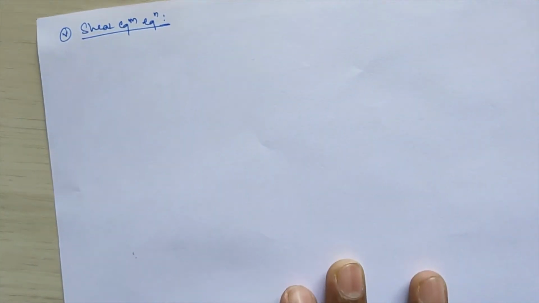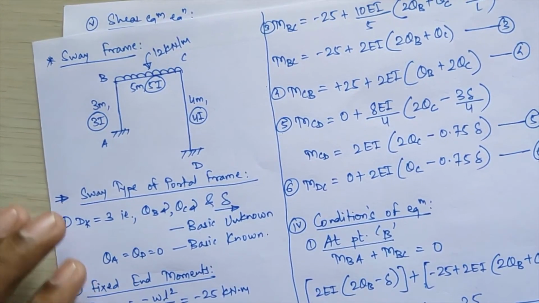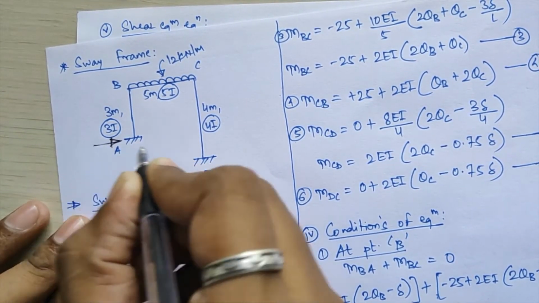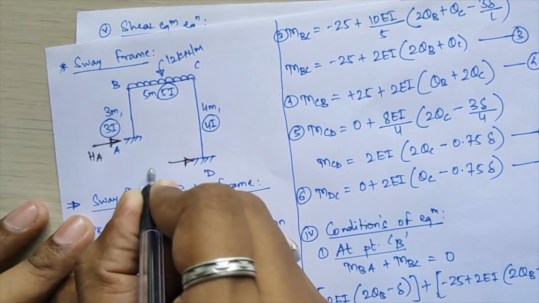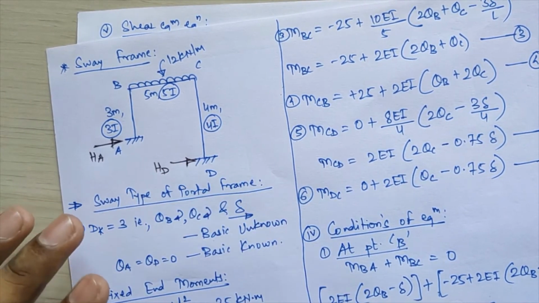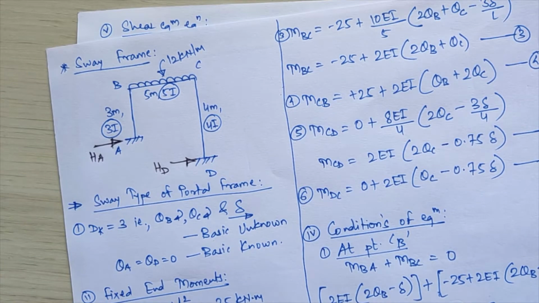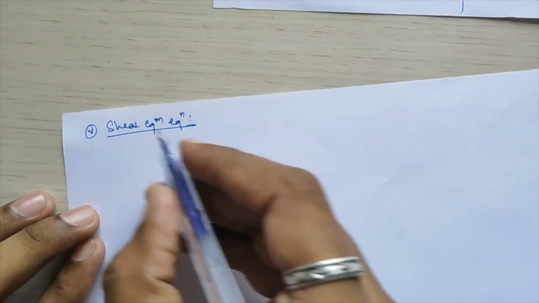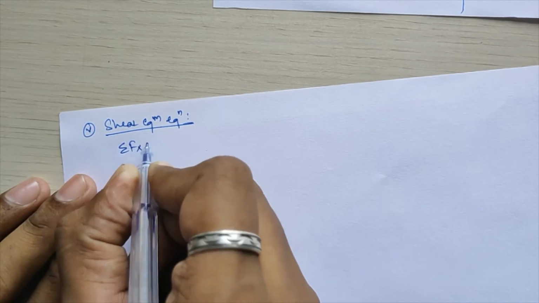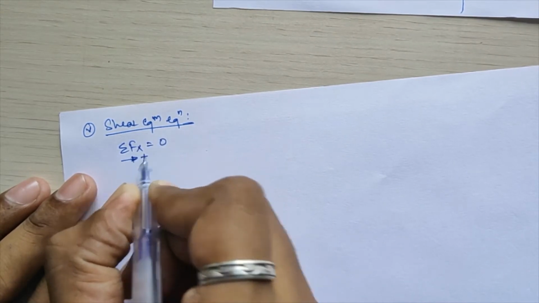For the shear equilibrium equation, what you have to do, initially you have to consider the horizontal thrust acting at this point A and acting at this point D towards the rightward direction, as I have told you in your previous lecture. HA and HD, you have to assume towards the right. And you have to consider the column equilibrium for the shear equilibrium equation. So first I'll calculate the summation of Fx, rightward forces positive, is equal to 0.